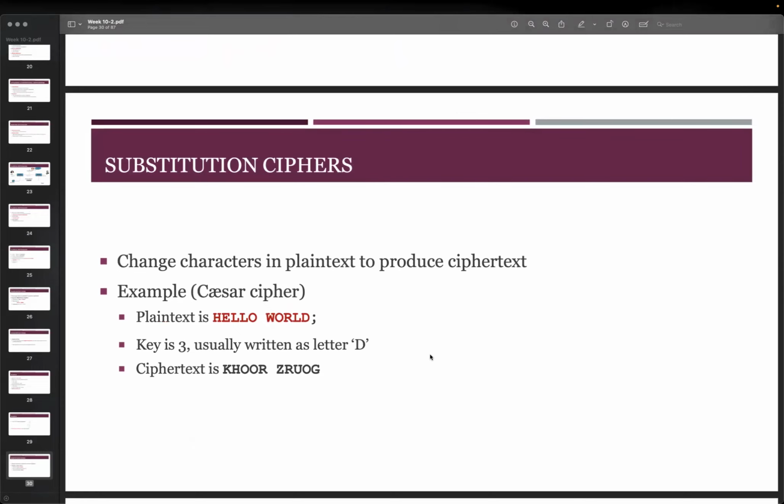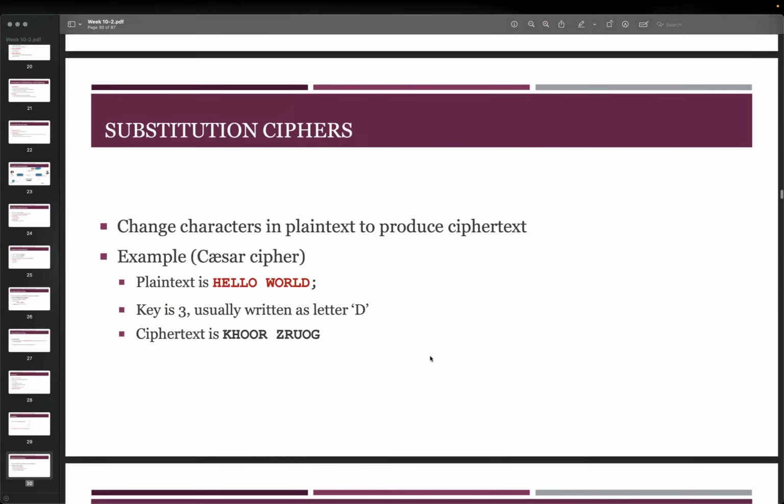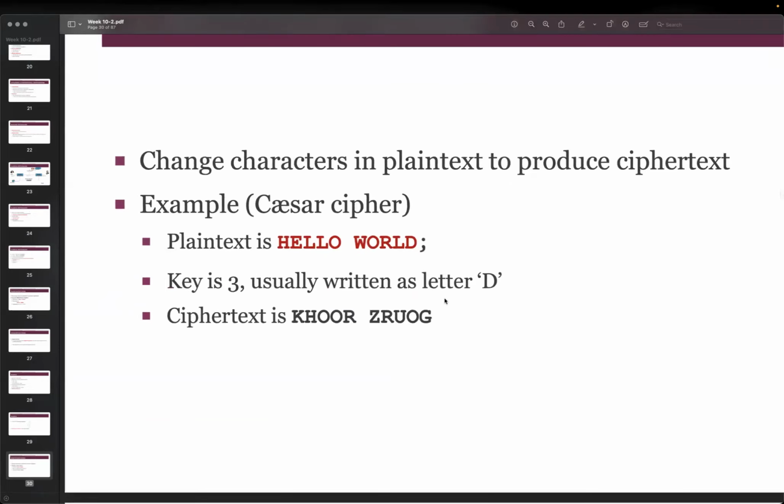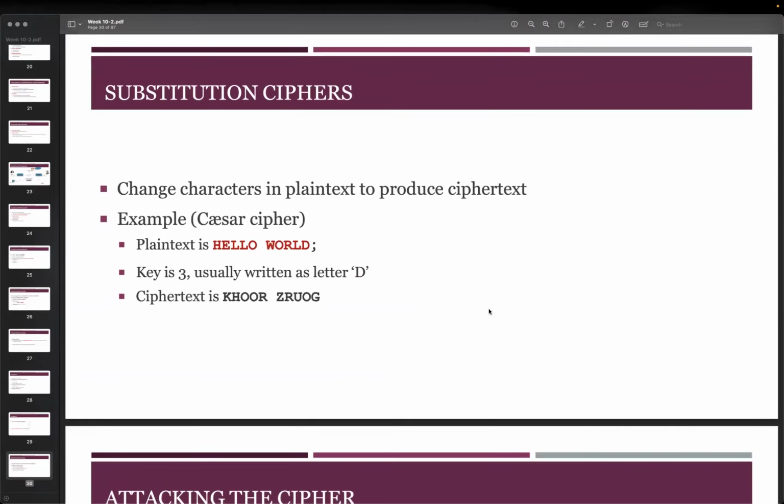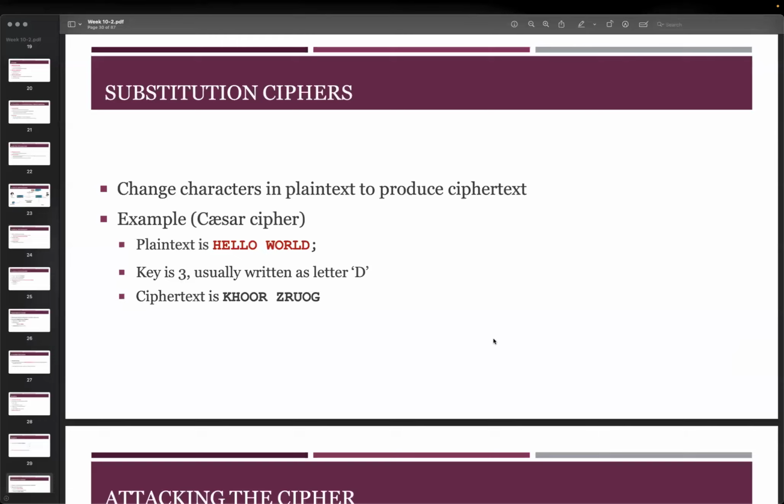And for the substitution cipher, a substitution cipher changes the characters in the plaintext to produce the ciphertext. The one we use is called the Caesar cipher, right? Remember the original will be hello world, and then we are using key 3. So we will get the letter like D like this. The ciphertext will be KHOOR and then ZRUOG, because of the key. So we do the left shift by 3, okay.